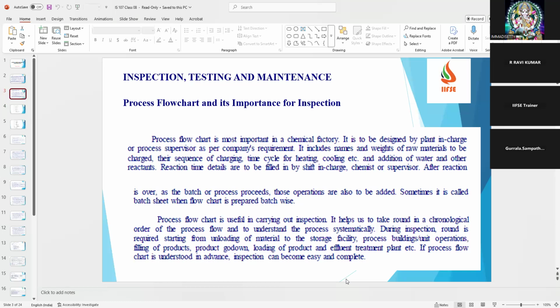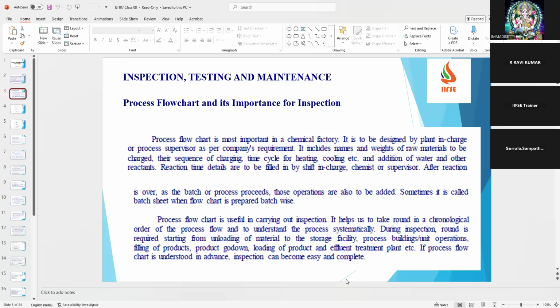So it helps to take a round in a chronological order so that we follow systematically instead of jumping here and there, and to understand the flow as well as the process systematically. During inspection, a round is required starting from unloading of materials to the storage facilities like raw material storage or final product storage or finished goods storage.